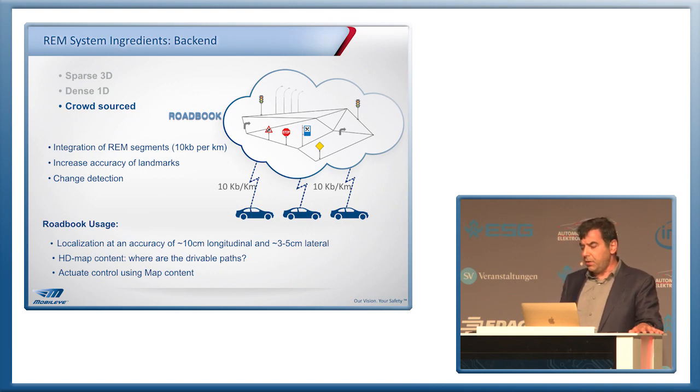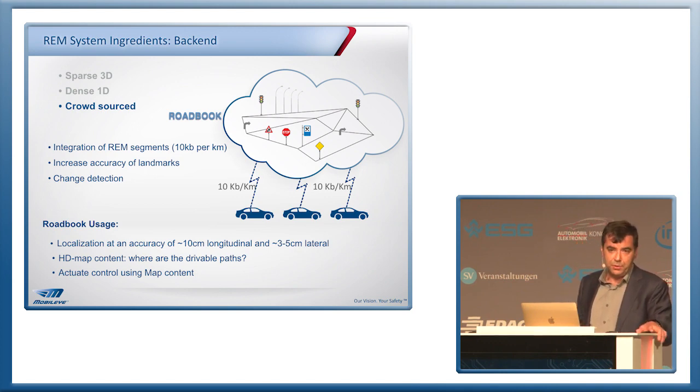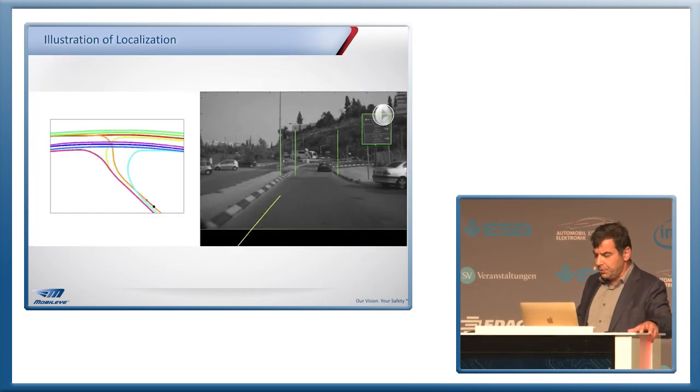And then all these packets are sent to the cloud, and they are integrated into a high-definition map that we call a roadbook. And the roadbook has three usages. One is to localize, because we can use the landmarks to localize. Two is HD map content: it can enrich existing HD maps, or it can replace the concepts of existing HD maps. And then you can use it to actuate control using map content. So let me show you some examples.